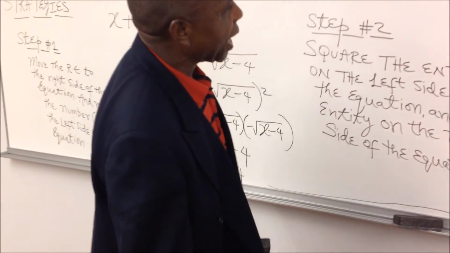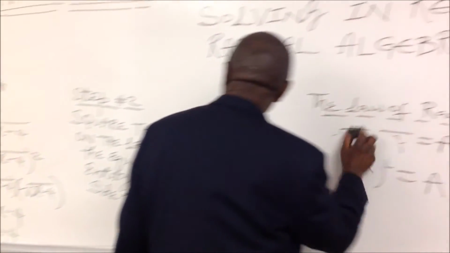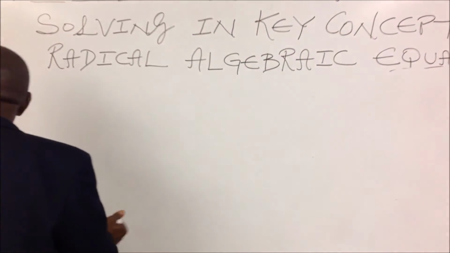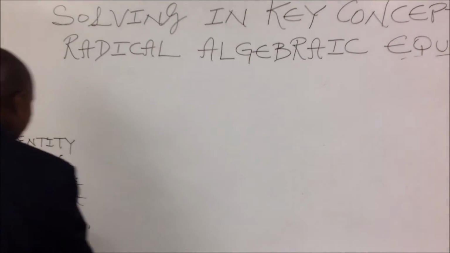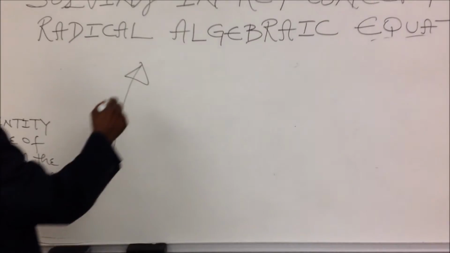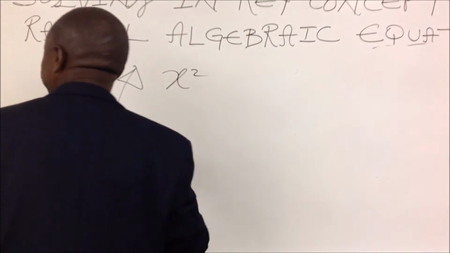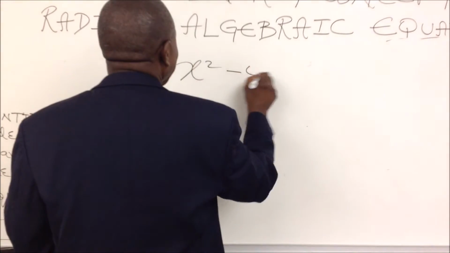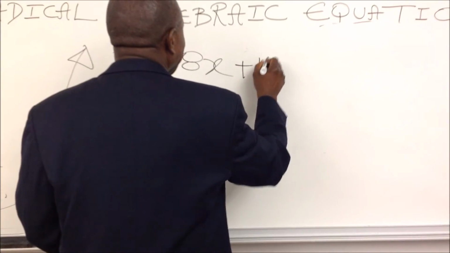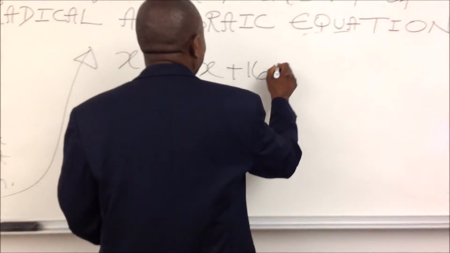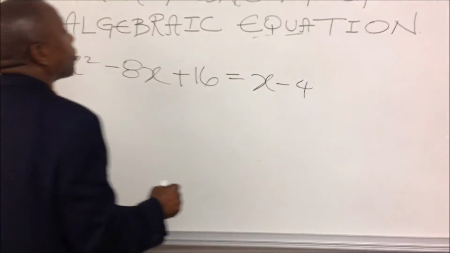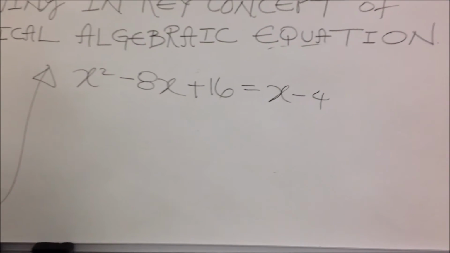So what will be our next step in this problem solving process known as strategic problem solving? Let us see. We have x squared minus 8x plus 16 equals x minus 4. What will be our next step?